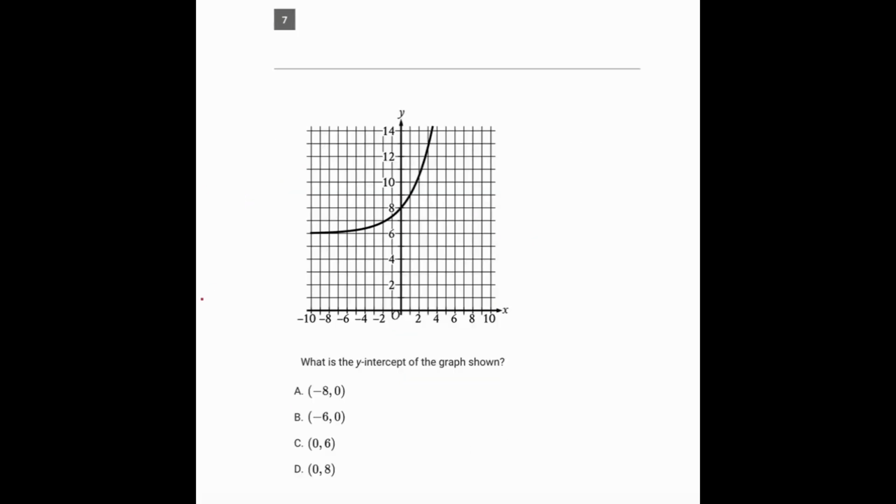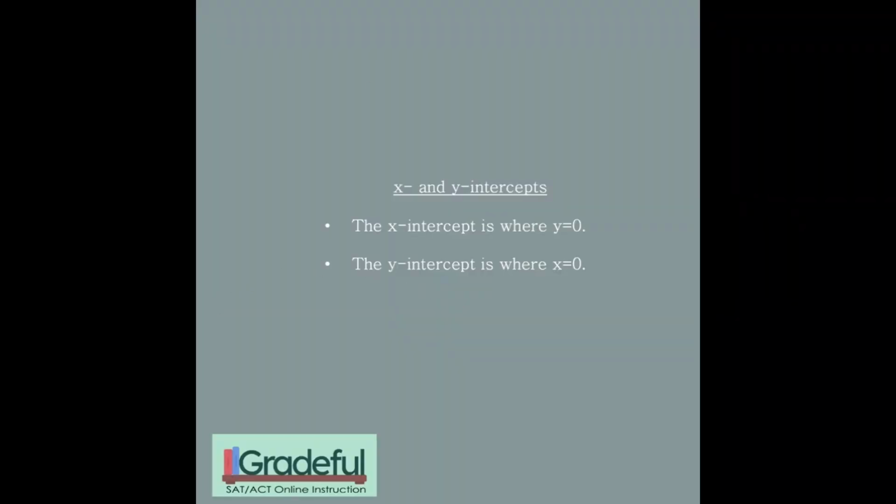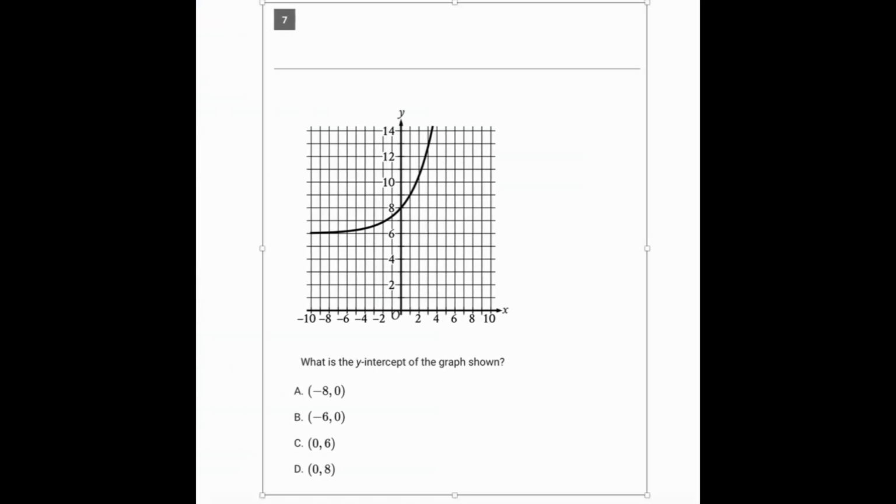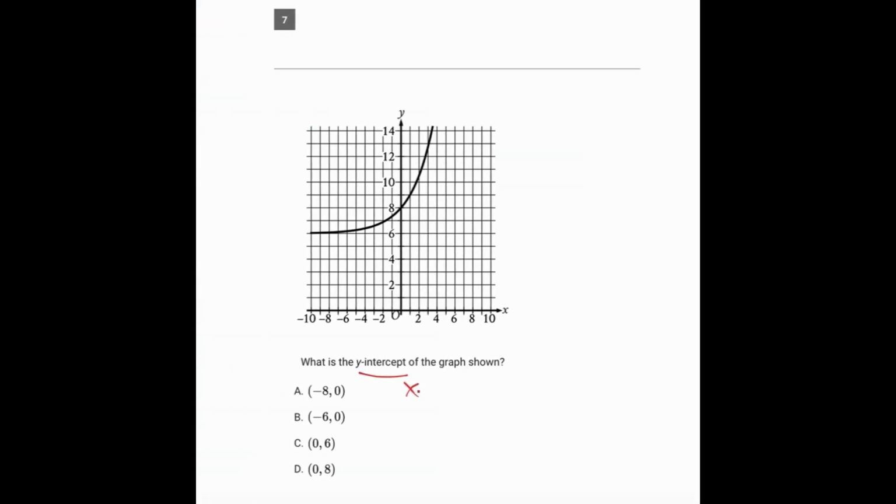Now going to question 7, here we're being asked for a y-intercept, and you need to know that the x-intercept is the moment when y equals 0. The y-intercept is where x equals 0. So here we're being asked for the y-intercept. So that means we look for the place where x is 0. And x would be 0 everywhere on this green line. To be on that line, the y-axis, you have to have an x value of 0. And as you can see, when x is 0, y is clearly positive 8. So the answer here is D.